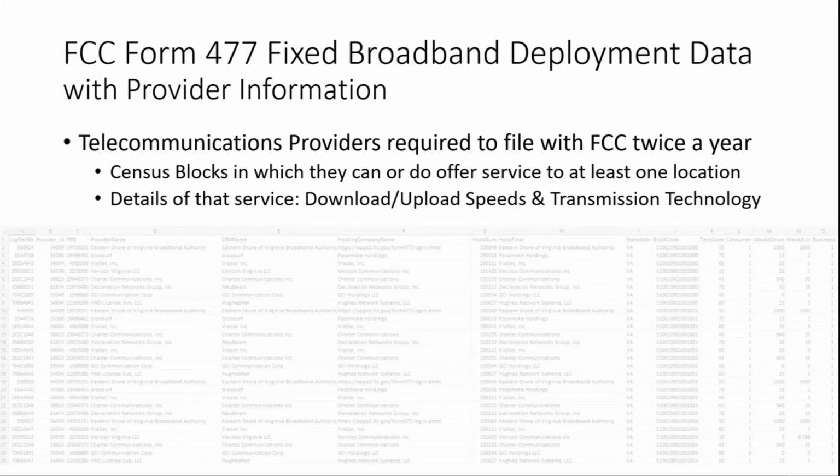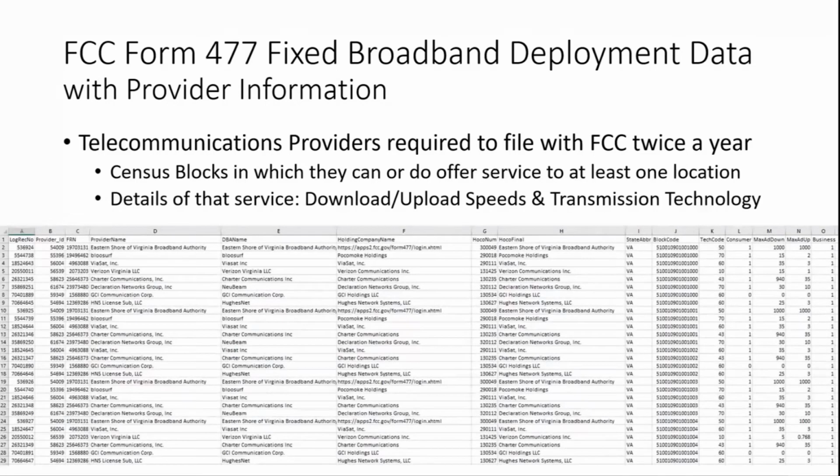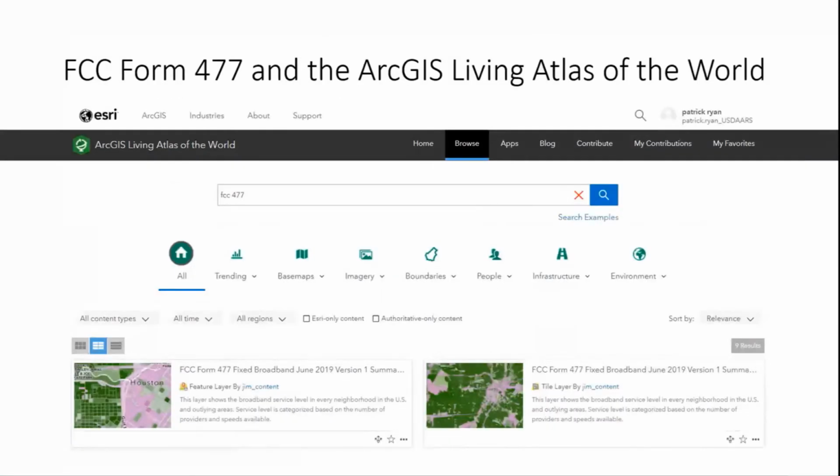And so this is what the data looks like in a table. And it's a vertical file. And you can see here in the yellow outline, just one census block and the 8 different service offerings that are there. So this is a very difficult table to work with. And what Esri has done is summarized it and made it available in the Living Atlas of the World. And I'm going to walk through now some different uses for that data.